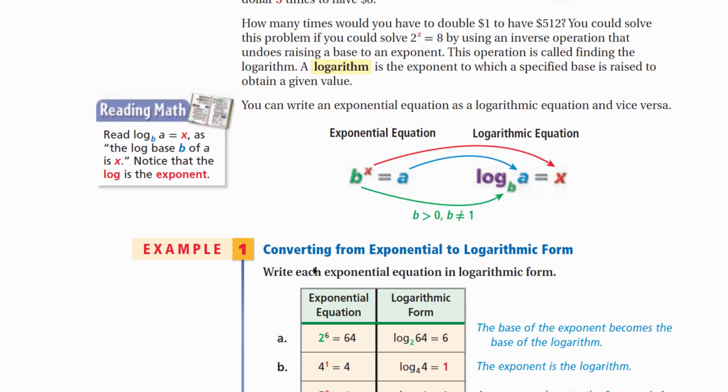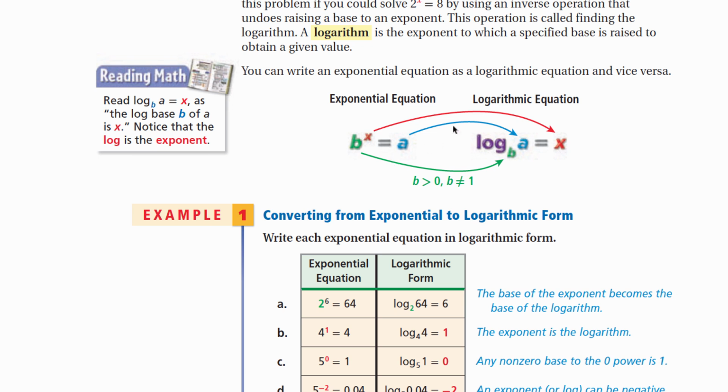So let's look at these two equations. This first one, base to the x power equals a, is called exponential form, or an exponential equation. The second one is a logarithmic equation: the logarithm base b of a equals x.